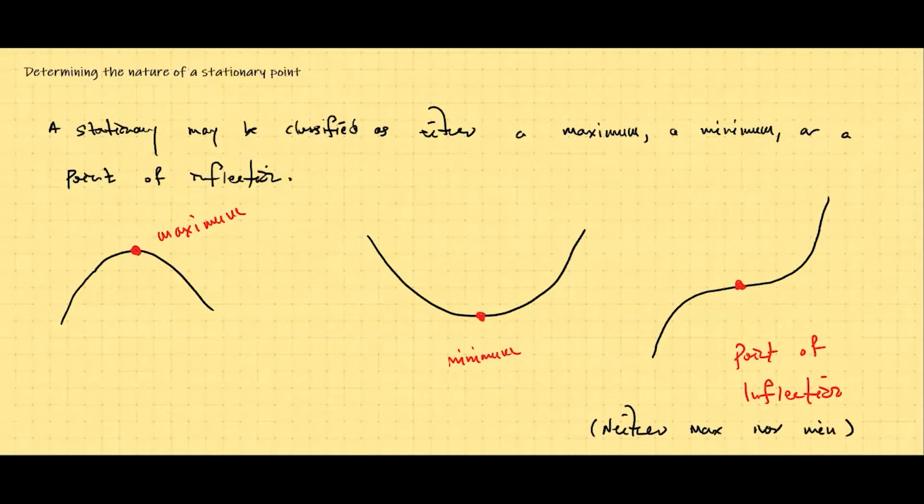Now, the reason why we say this is determining the nature of a stationary point, because you see all of these are indeed stationary points. Because if I draw tangents at these points to the curves, then the tangents are going to be horizontal lines, right? So they are all stationary points, but they are not all the same necessarily. So this is basically a way of determining the nature of a stationary point, as a way of classifying them as saying either it's of one type or of another type.